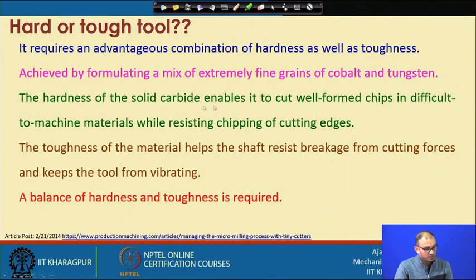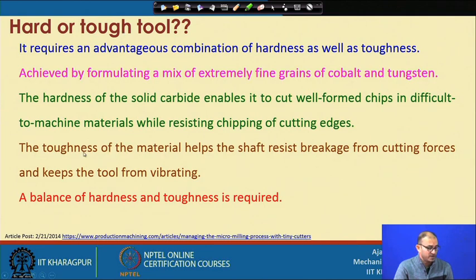Then the hardness of the solid carbide enables it to cut well-formed chips in difficult-to-machine material while resisting chipping of the cutting edge. So, what is the use of this carbide? Carbide is a very hard material, so it will resist wear of the cutting edges, that means the cutting edge sharpness will be retained for a longer time. And the toughness of the material helps the shaft resist breakage from the cutting forces and keeps the tool from vibrating. So, why do we need the toughness also here?